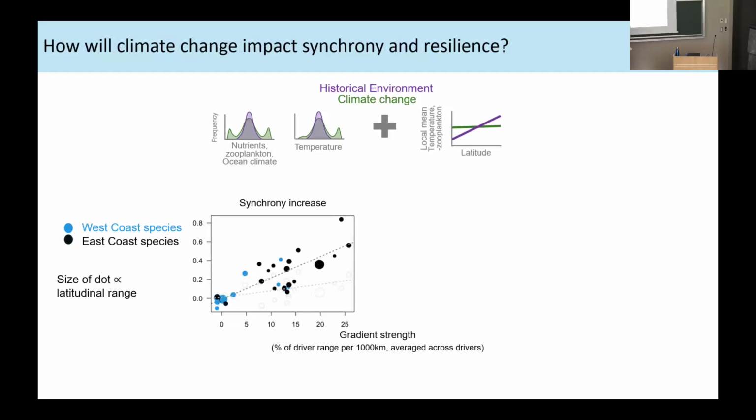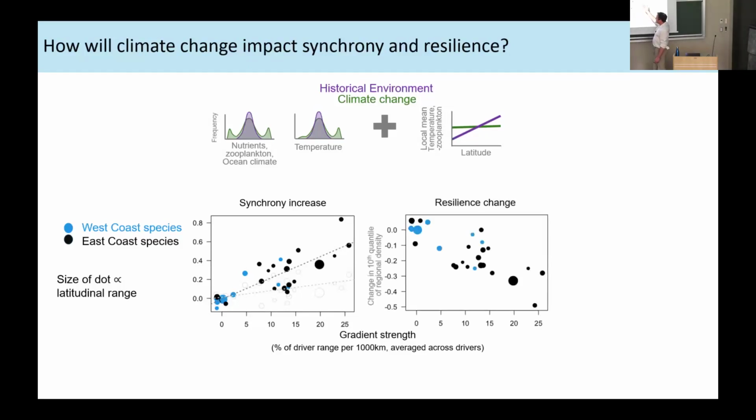So especially in places where things were asynchronous because of strong environmental gradients, taking away the gradient is predicting a much bigger increase in synchrony and a concomitant decrease in resilience. We're measuring that in terms of the lower decile of region-wide population abundance, right? So we're taking the worst case, the smallest 10% of region-wide total abundances. And we see that goes down fairly sharply, especially for things that have strong environmental gradients.